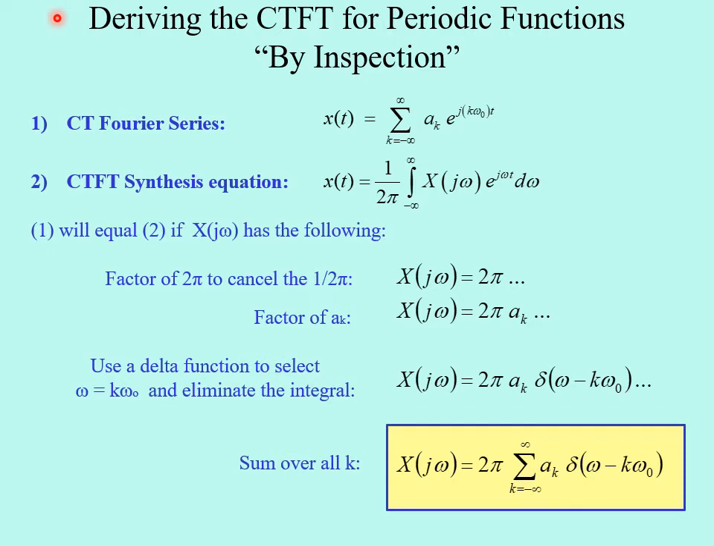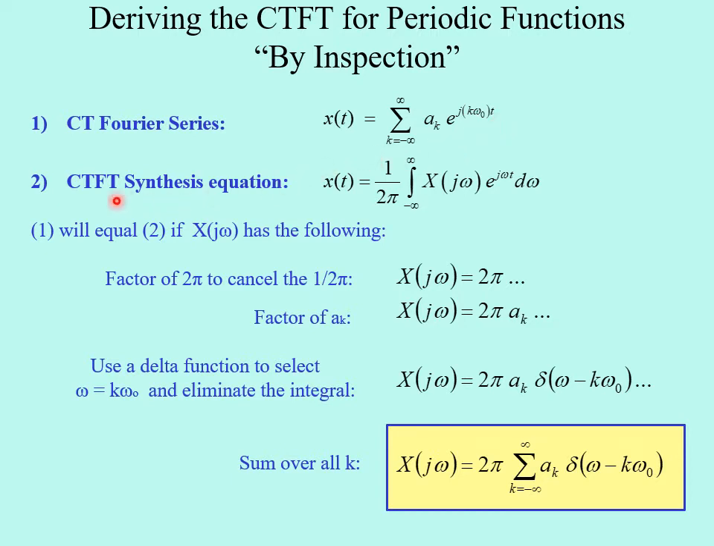By the way, there's a much simpler way to derive the results that I showed on the last few slides. You can pretty much do this by inspection. This is not shown in your book, but it's kind of a clever little shortcut that I came up with. If you think about the continuous time Fourier series from chapter 3, x of t is the sum of a sub k times e to the j times k omega naught times t.